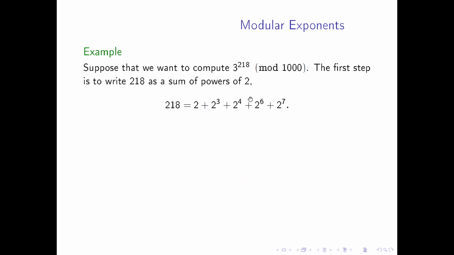So if I take 2 to the 7th, and then 2 to the 6th, and 2 to the 4th, and 2 to the 3rd, and just 2, which is 2 to the 1st, mind you, and add all of these together, I get this answer right here. Well, that's really cool. So I just got something that tells me exactly how I can write 218 as a binary number.